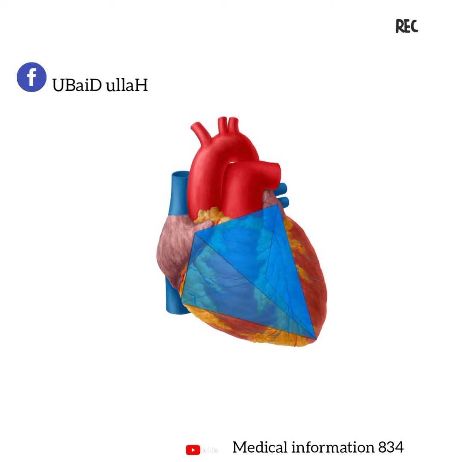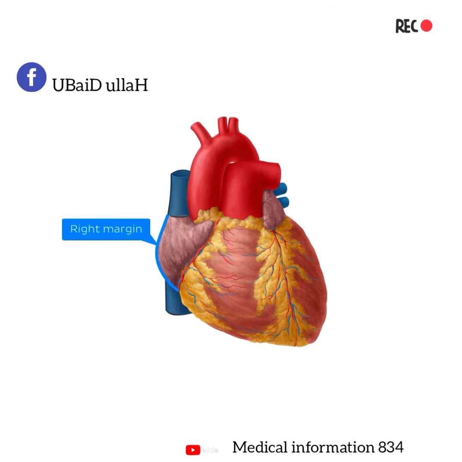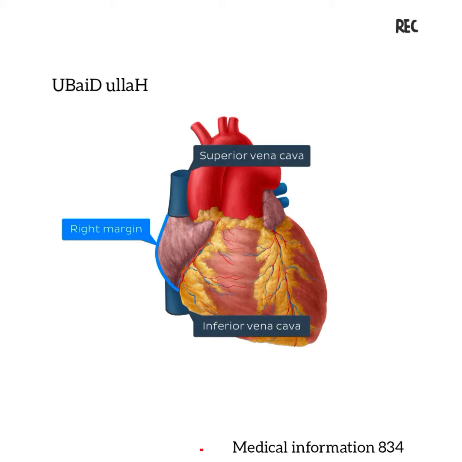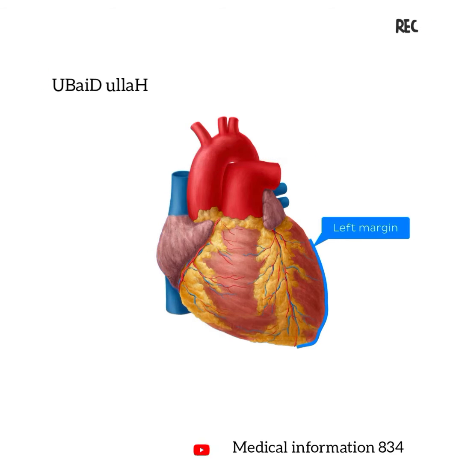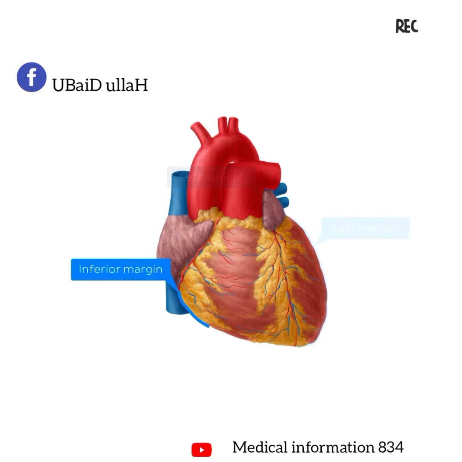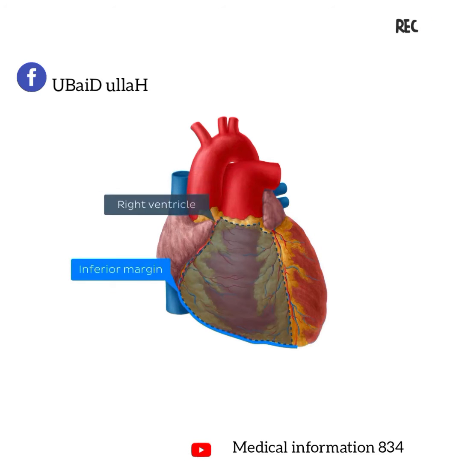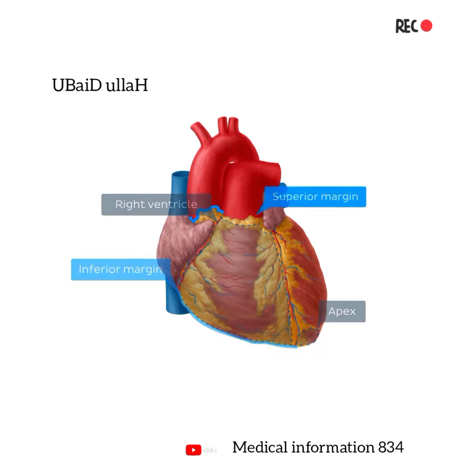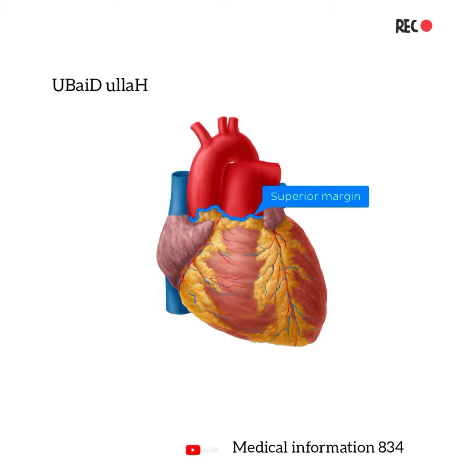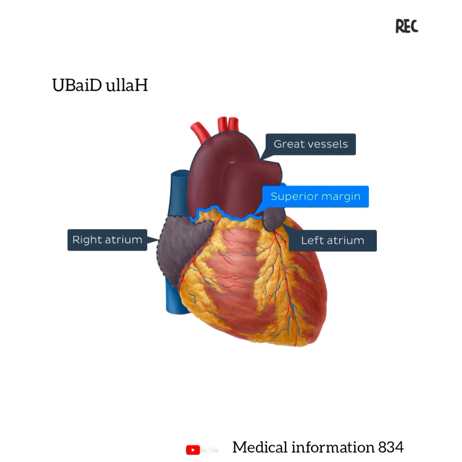In addition to knowing your surfaces, you'll need to remember also that there are 4 margins of the heart. The right margin is the small section between these 2 big vessels here, which are the superior and inferior vena cava. The left is along the left ventricle as far as the left auricle, which is this flap-like extension here. The inferior border is formed mainly by the right ventricle and meets the left border at the apex of the heart. And finally, we have the superior border seen here, along the atria and great vessels at the top of the heart.